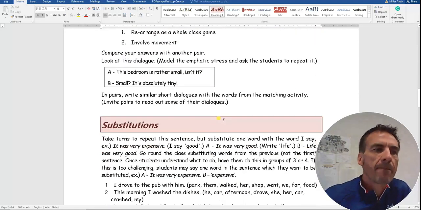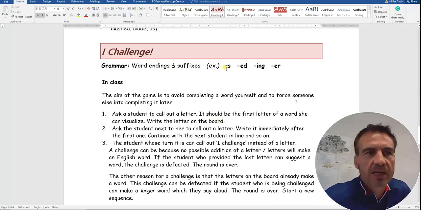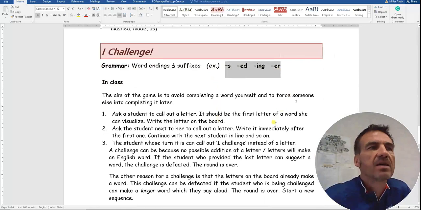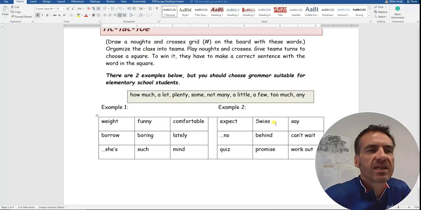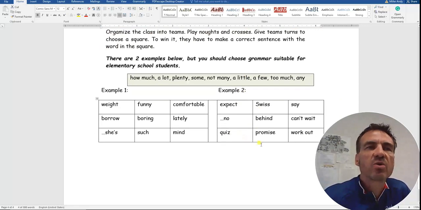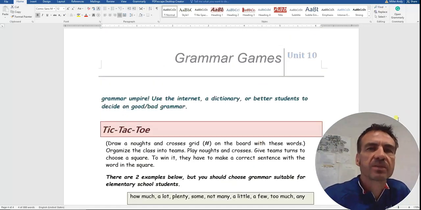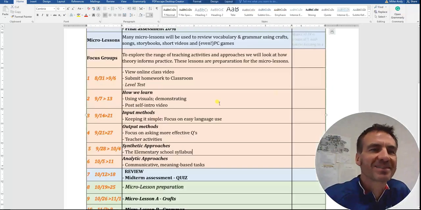This one, well, what else? Substitutions, you're right. I challenge. It's kind of game-like and it's focused on endings. And tic-tac-toe, I consider it the lazy option because it's like bingo, and I don't like bingo and hangman. So if you choose this, you should have different directions, games, rules that you add, which students must listen to and follow to complete it. So again, no bingo or hangman, please.